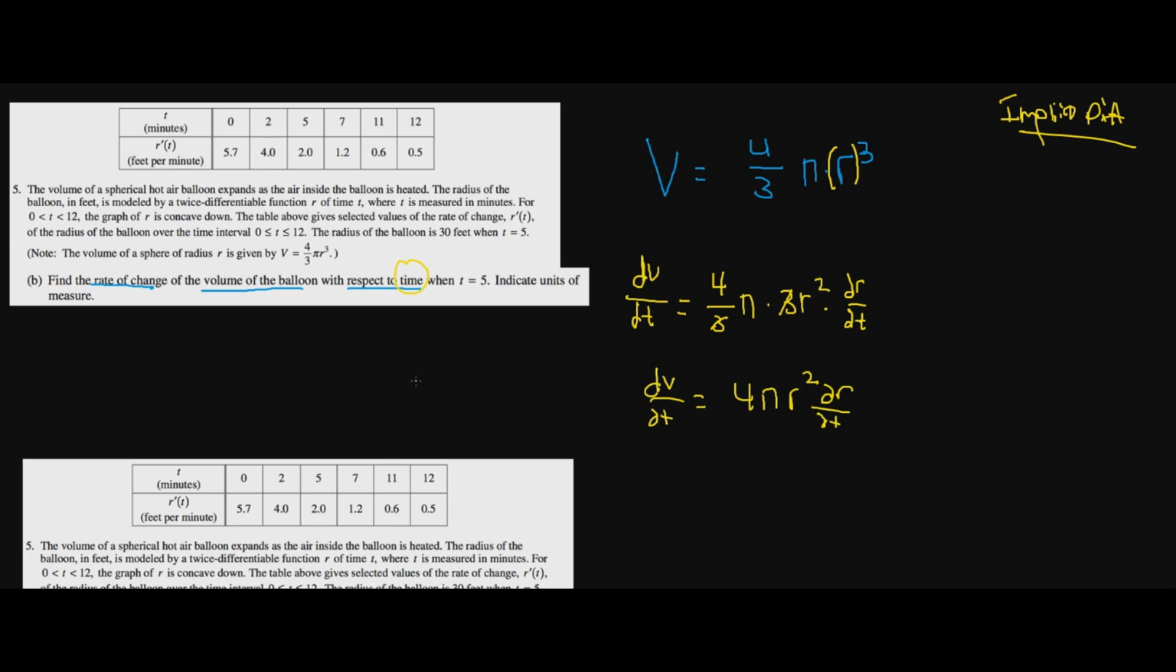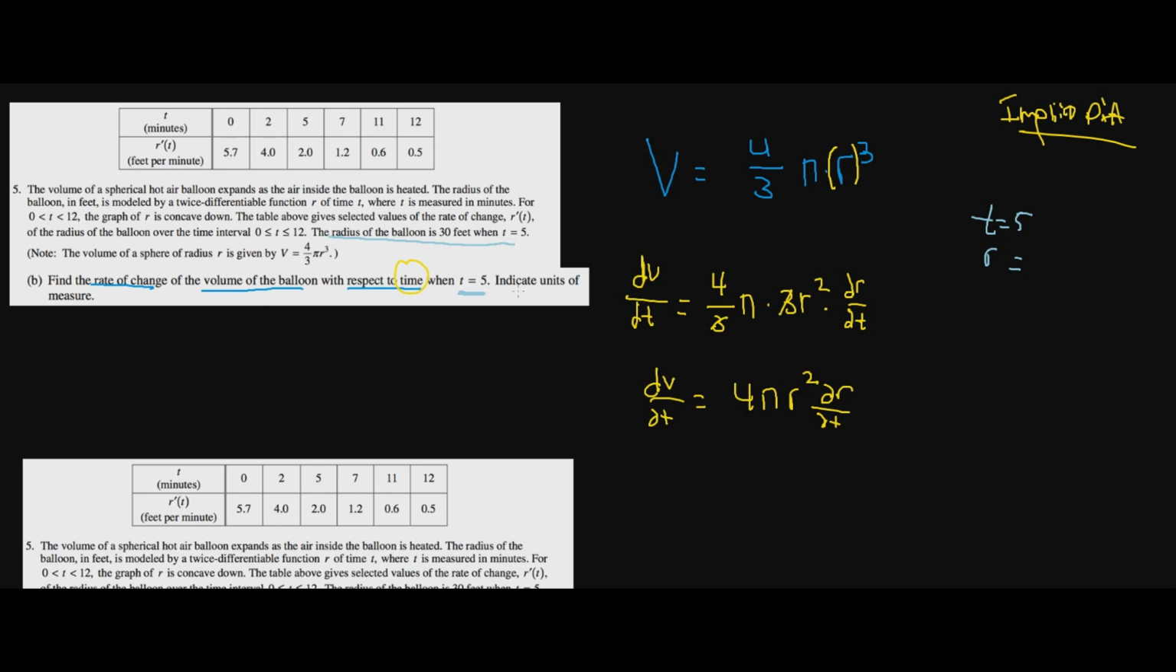Do we have any information about dr dt and r squared? That's the question. Think about it. When t equals 5, this is radius. Do we know, when t is equal to 5, what the radius is? Let me read the question and see if I find it. Oh, there it is. The radius of the balloon is 30 feet.